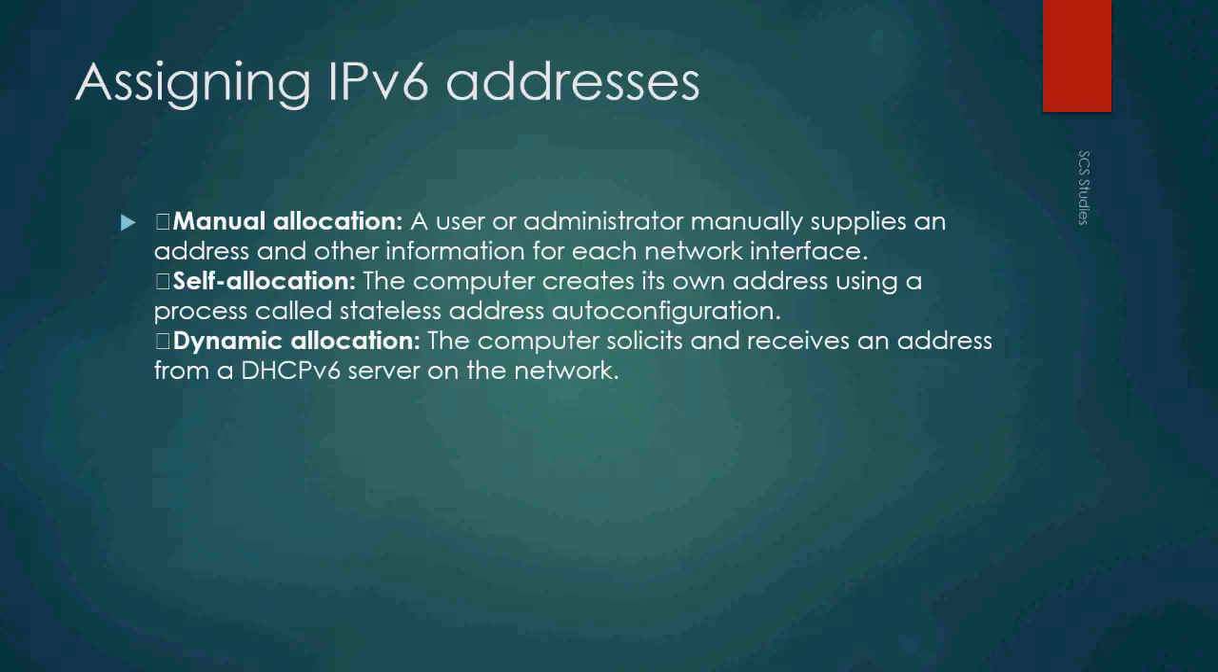Dynamic allocation: the computer solicits and receives an address from a DHCPv6 server on the network. So using the DHCP server, we can distribute IPv6 addresses as well, not only IPv4.